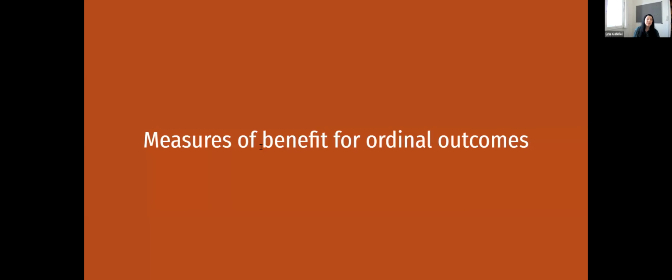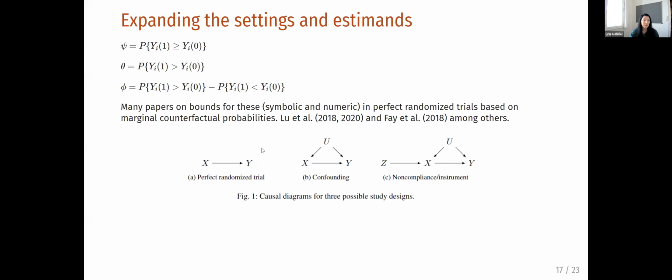Okay, so now I'm going to move back to those measures of benefit. Some specific examples of where bounds are useful, because they're never identifiable, even in perfectly randomized trials, without very strong assumptions that you know something about the joint of the counterfactuals. So again, because they aren't identifiable even in perfectly randomized trials, there are a number of papers that give both symbolic and numeric bounds that are all valid, but some of them are tight in the perfect randomized trial setting. So that would be this DAG, DAG A, the perfectly randomized trial with no confounding.